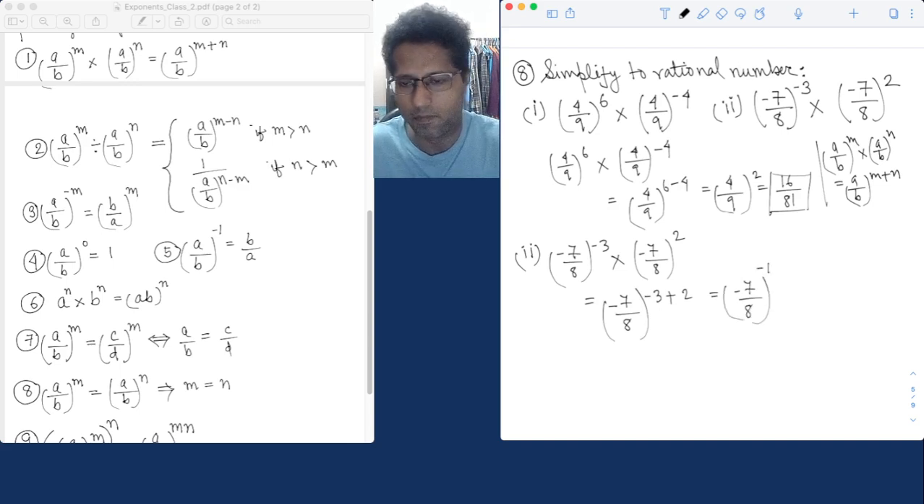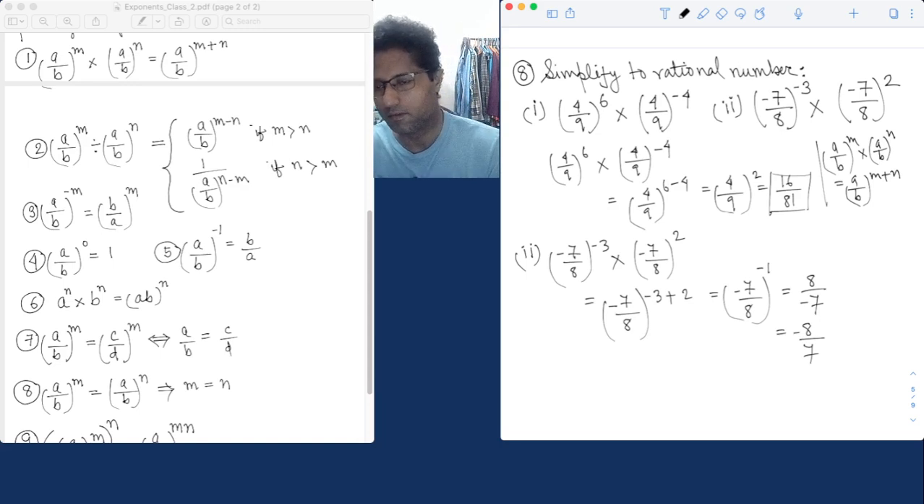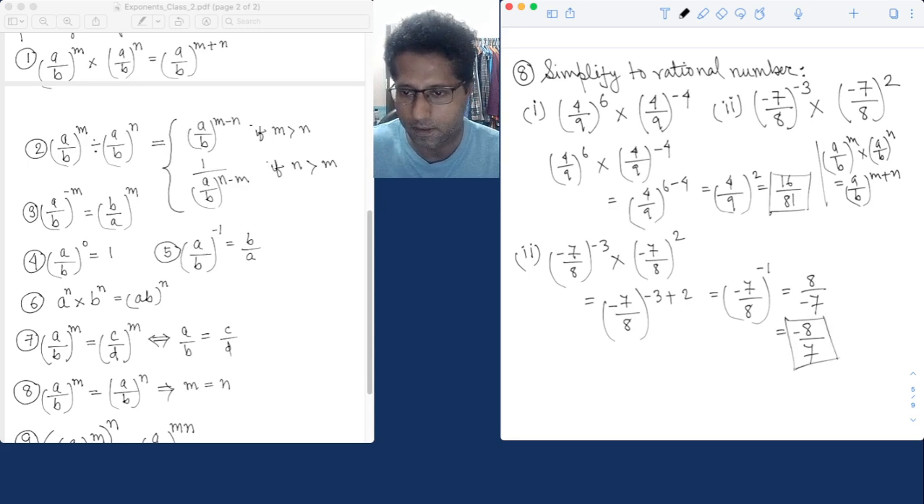A power of minus 1 means it's the reciprocal. So this is nothing but the reciprocal of the rational number minus 7 by 8, which is 8 by minus 7. But we do not keep denominators negative. We have to make the denominator positive. So this becomes minus 8 by 7. We make the denominator positive by multiplying both the numerator and the denominator with minus 1. So this is minus 8 by 7. Okay, question number 8 is done.